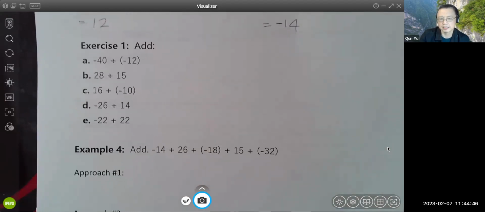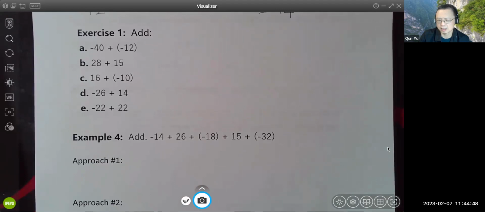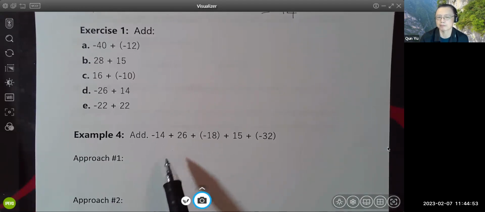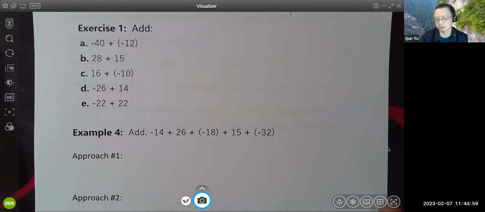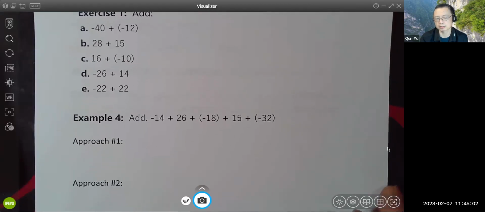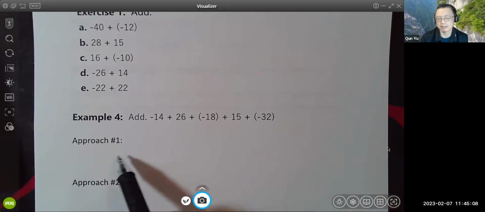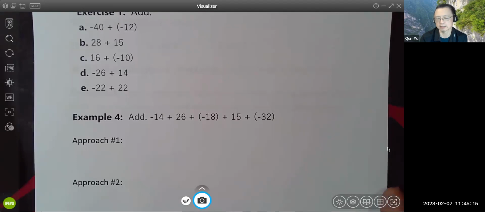Now let's look at our next example. This time we're going to add multiple integers together. You could have multiple negative numbers, multiple positive numbers in this kind of question. So I'm going to show you two different approaches. Between these two, there's no one approach that is better than the other one. I just present both of them. It's your choice. You just take the one that you feel more comfortable with.